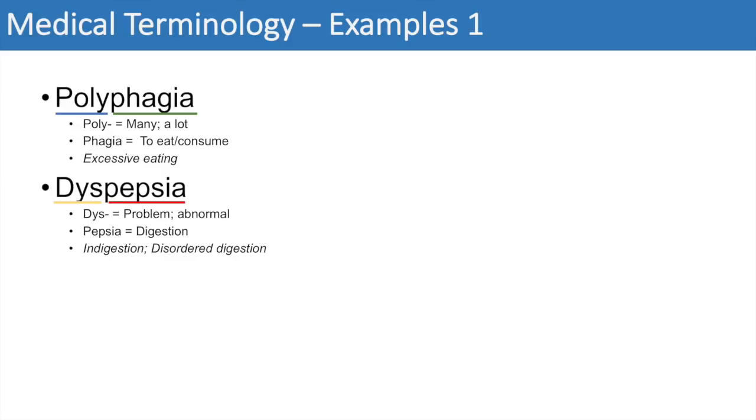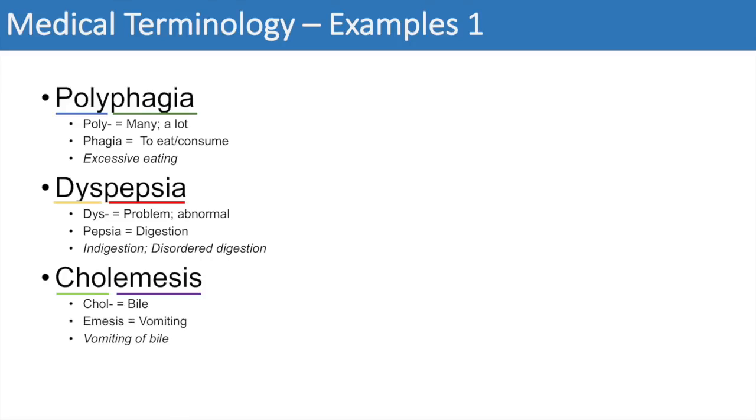Another one is cholemesis. So we can break this down again, guys. Chol, what does that mean? Well, again, that means bile. Emesis means vomiting. So what does this mean? Well, it means vomiting of bile.